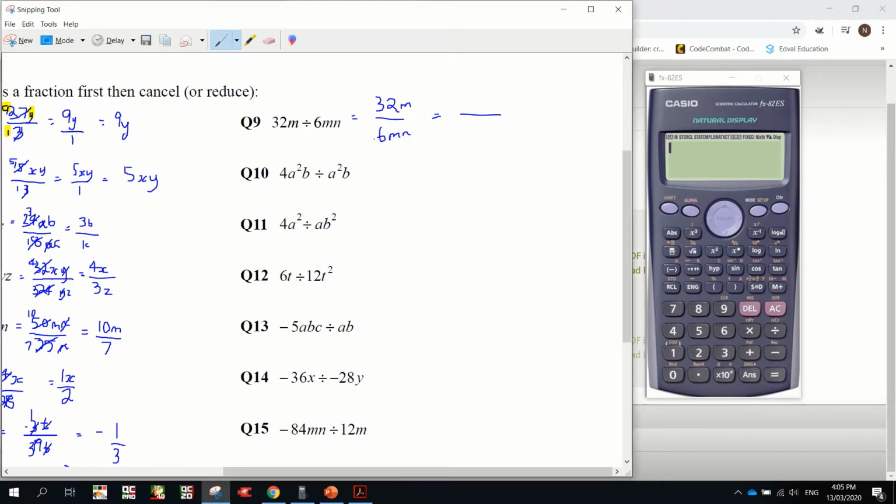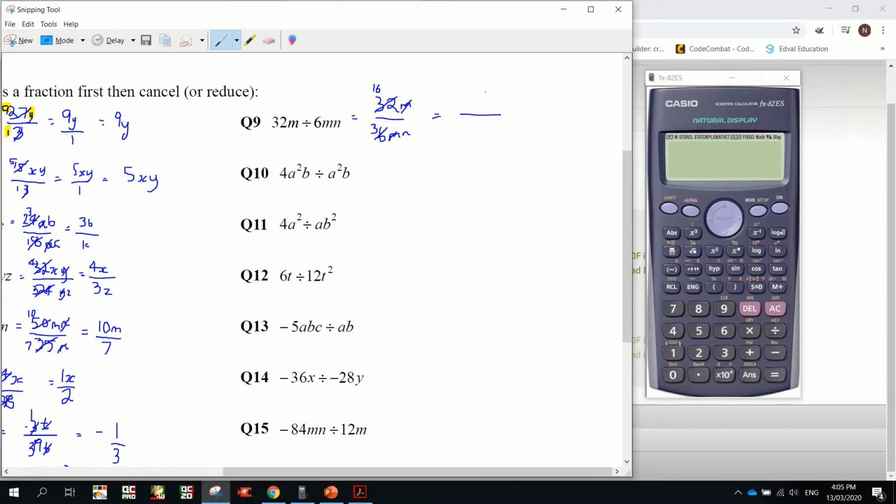Okay, so how many times does 2 go into 6? 3 times. How many times does 2 go into 32? That would be 16 times. Okay, that's the numbers done. Let's have a look at the letters. We've got an M in the top, M in the bottom, so they cancel each other out.